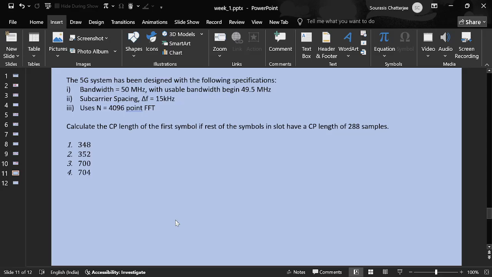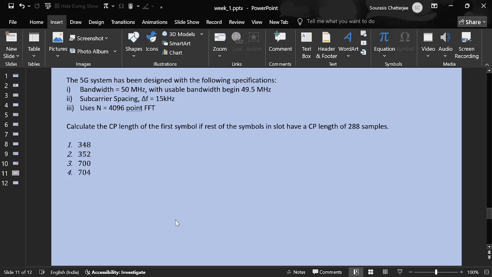4096 into 14. I have one question. Why are you calculating per slot? Because they only asked for one OFDM symbol, right? Because he considered the subcarrier spacing as 15 kilohertz. In that case, the subframe contains only one slot. So that's why he's calculating for the slot. I guess that's clear to you, right?